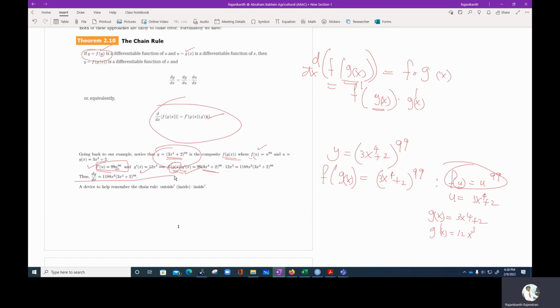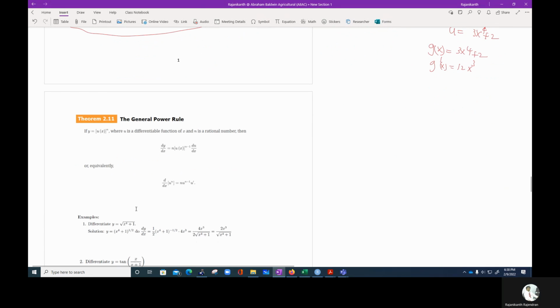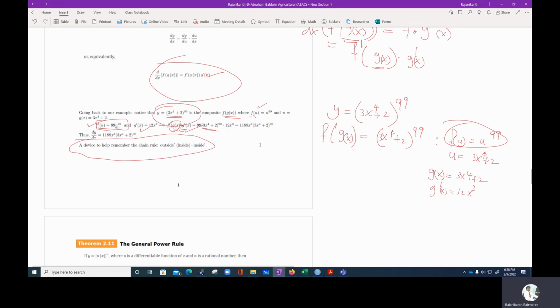Always remember this, a device to help remember the chain rule: outside function derivative, then plugging in the inside function, times the derivative of the inside function. Okay, so that's the order. So here the outside function is f, the inside function is g. You see that here? This is the outside function, this is the inside function. Always find the derivative of the outside function first, then the inside function. That's the chain rule.